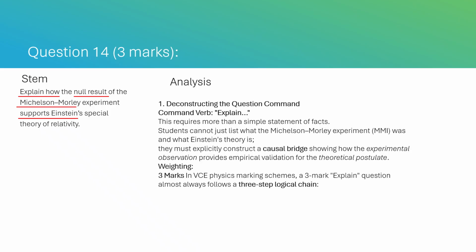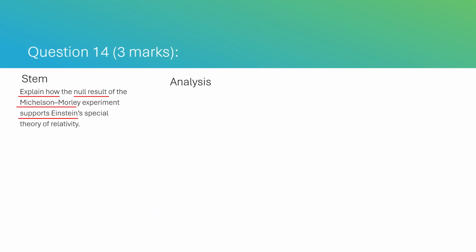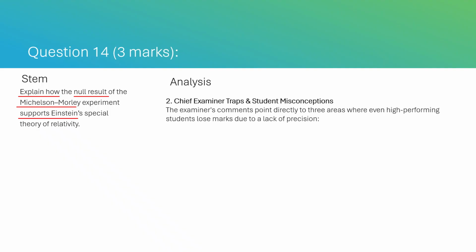A 3-mark explain question almost always follows a 3-step logical chain. Context or setup: what was the experiment looking for and how? Evidence: what did the experiment actually find, the null result? Connection: how does this finding validate a core premise of the new theory? 2. Chief examiner traps and student misconceptions. The examiner's comments point directly to 3 areas where even high-performing students lose marks due to a lack of precision.